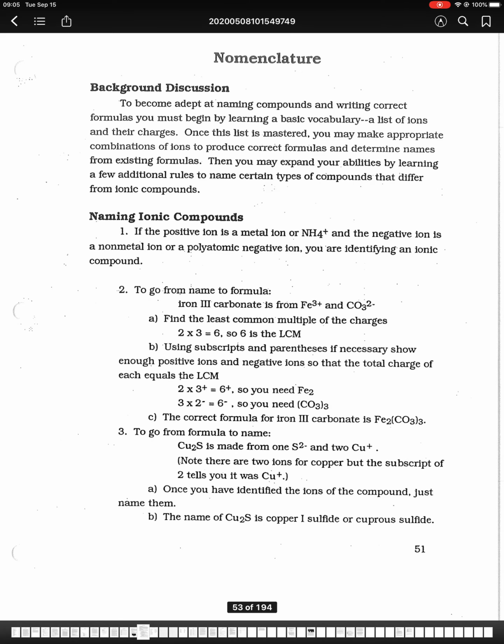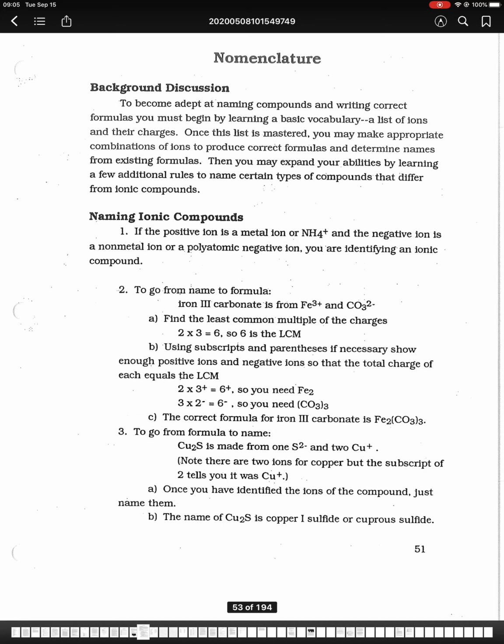Hey everybody, I wanted to put together a real quick little video to show you what you're going to be doing on the nomenclature lab. In this lab, this is usually a take-home lab. There's no wet lab, there's no experiment. It's practice naming and writing formulas.